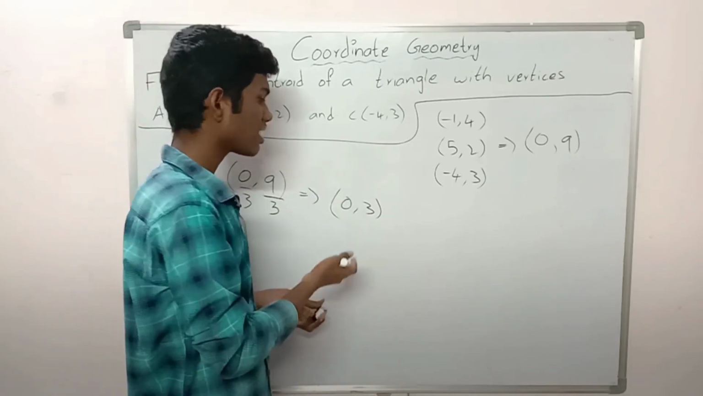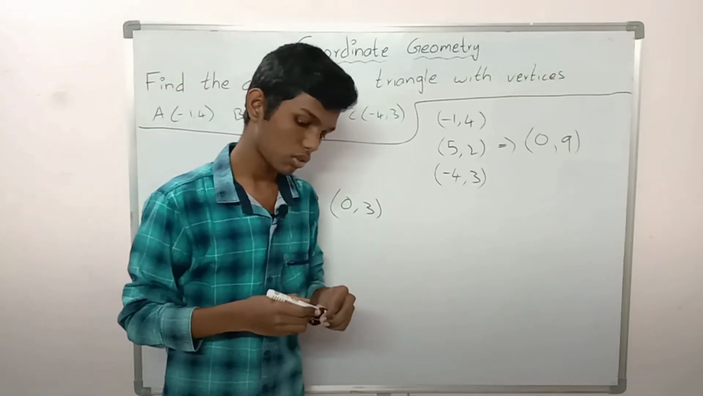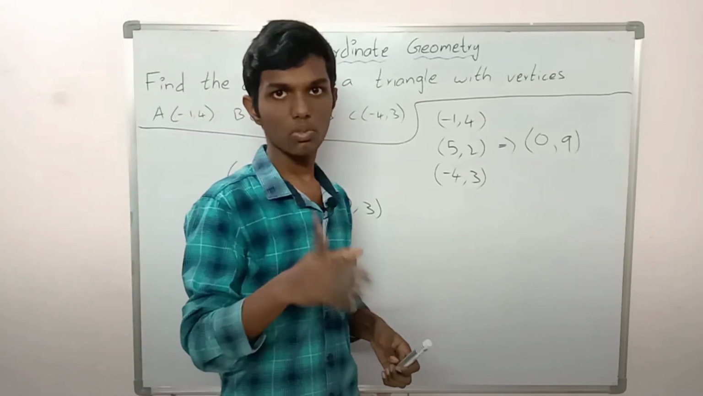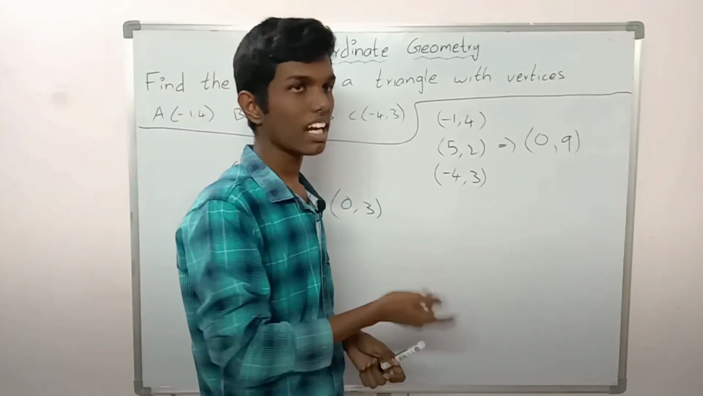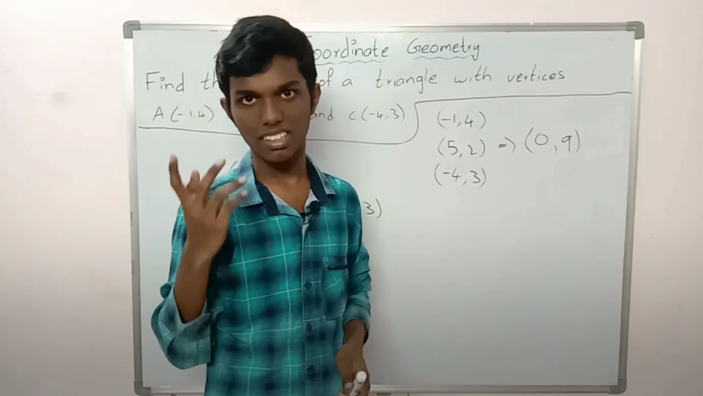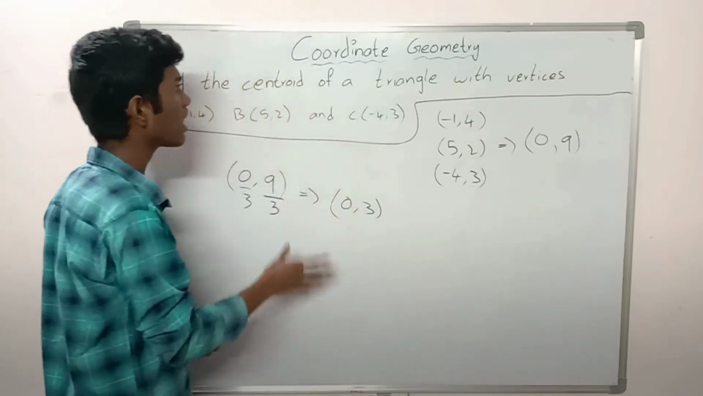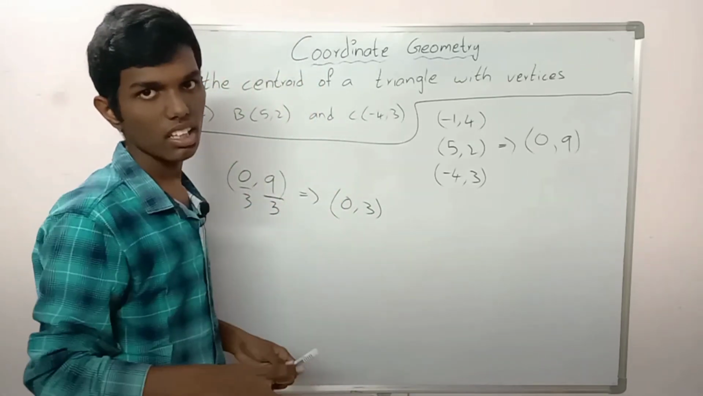The formula itself is the method which I have told. Simply x1 plus x2 plus x3 by 3 and y1 plus y2 plus y3 by 3. So this is how you find the centroid of a given triangle with vertices.